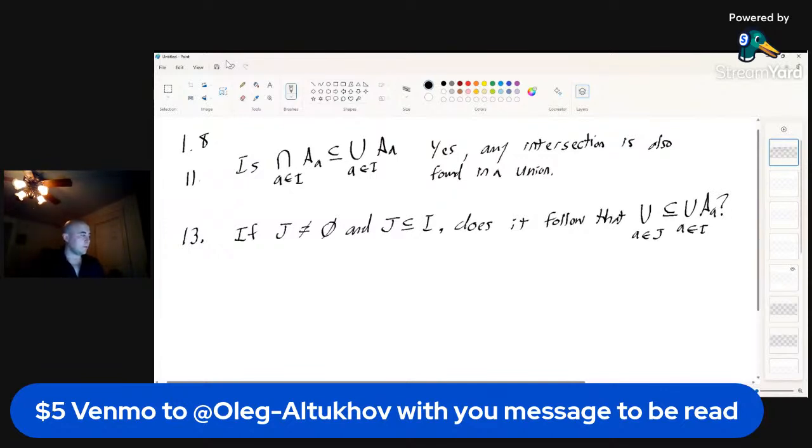Okay, if set J is not empty and J is a subset of I, does it follow that the union of A sub J is a member of the union of A sub A being a member of I? It seems to be. I would say yes, this would make sense because if J is a subset of I, so let's just give an example.